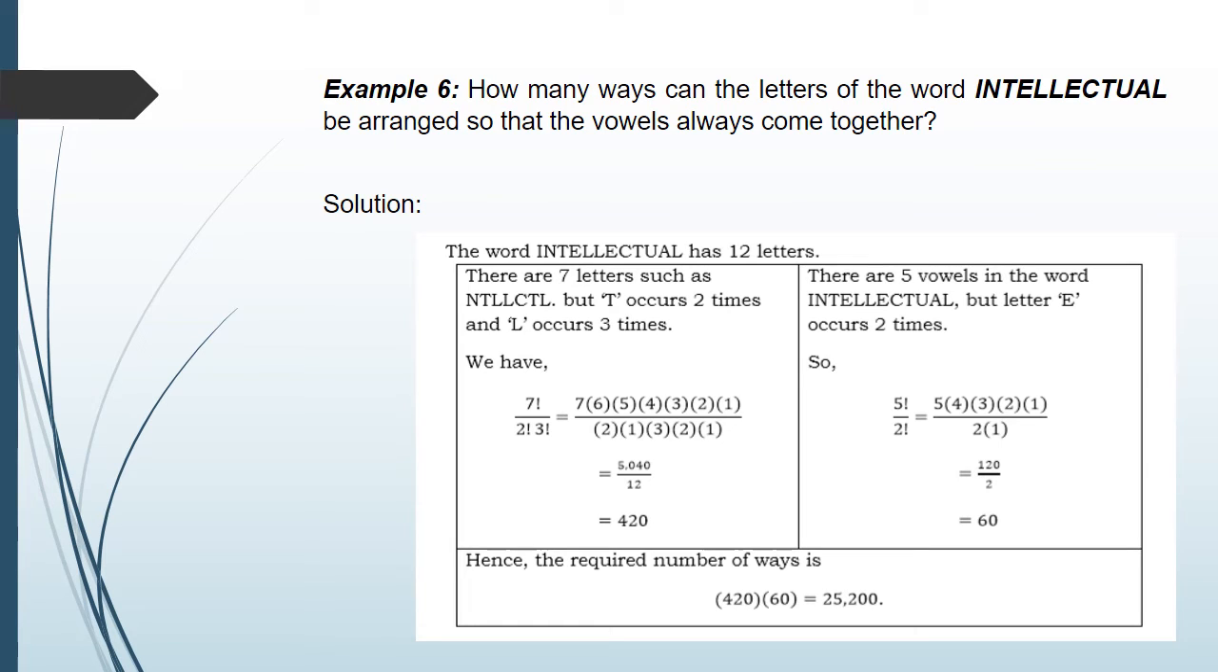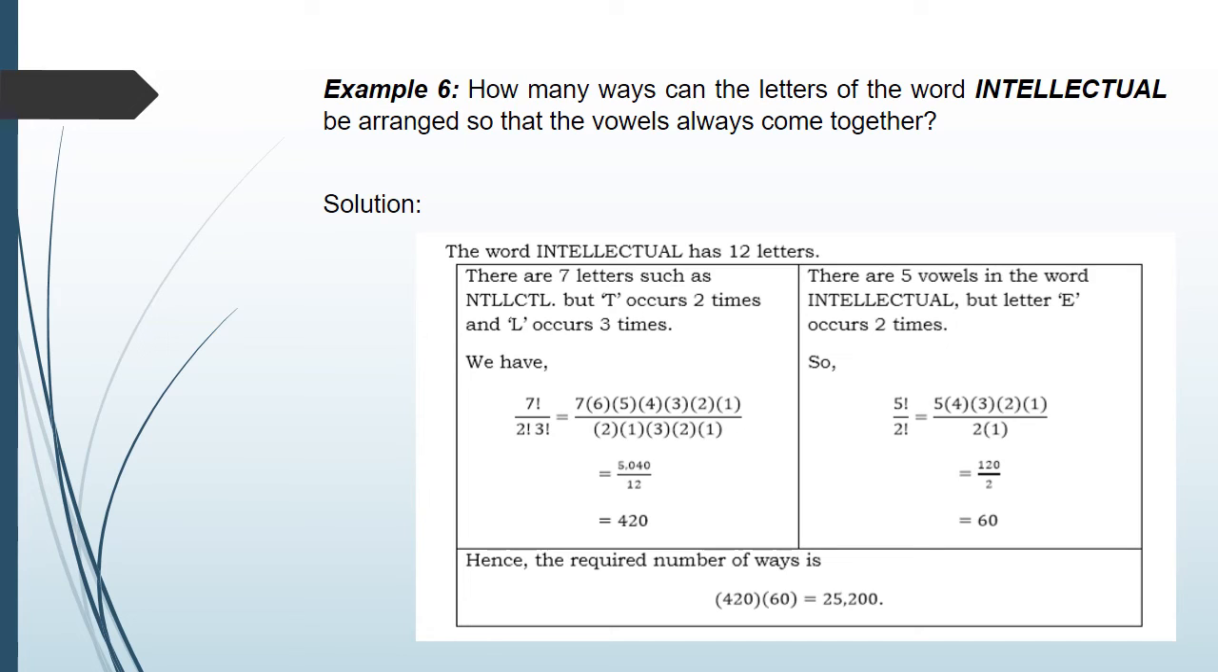Example 6. How many ways can the letters of the word intellectual be arranged so that the vowels always come together? Solution. The word intellectual has 12 letters. There are 7 letters such as N, T, L, L, C, T, L, but T occurs 2 times and L occurs 3 times. We have 7 factorial over 2 factorial times 3 factorial is equal to 7 times 6 times 5 times 4 times 3 times 2 times 1 over 2 times 1 times 3 times 2 times 1 is equal to 5,040 over 12 is equal to 420.